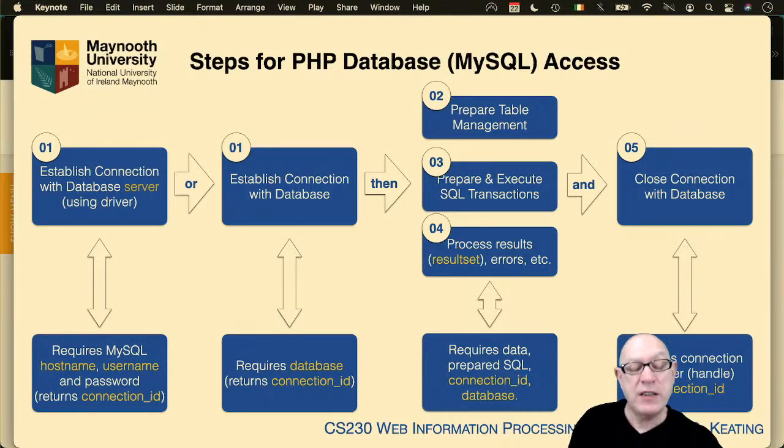So we need to know the server, we need to know our login details, and we need to know the database that we have. We use a driver to make that connection to the server, and that gives us an ID. Then we can use that connection ID to issue SQL statements and return results. And when we're done, we use that ID to close it. So it's fairly straightforward steps, and it works regardless of whether you're using PHP, Java, Python, or Node.js.